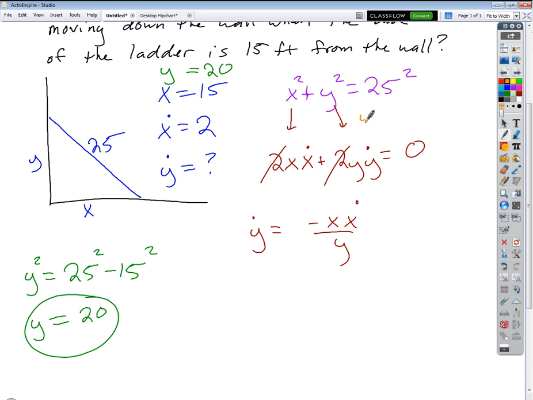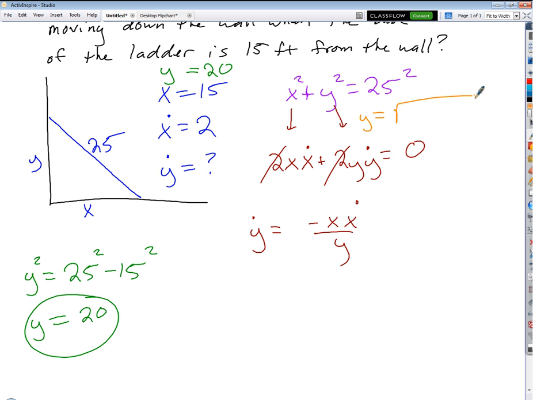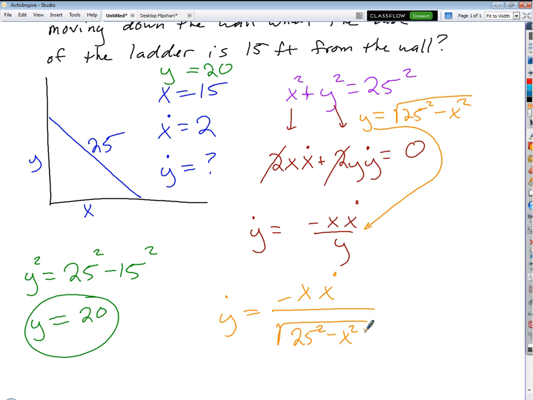The orange way would just say, so y equals the square root of 25 squared minus x squared, right? And I'm going to substitute that in down there and get y dot equals negative x dot divided by the square root of 25 squared minus x squared. It doesn't matter. Either way, when I plug and chug, I'm going to get the same answer. Do you see the difference there? It's kind of just a difference in maybe the order of the steps you use.